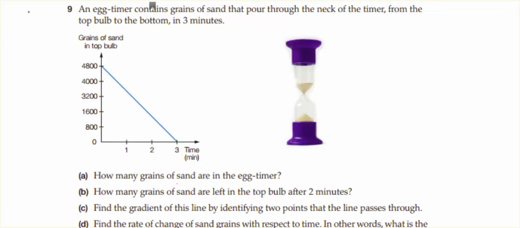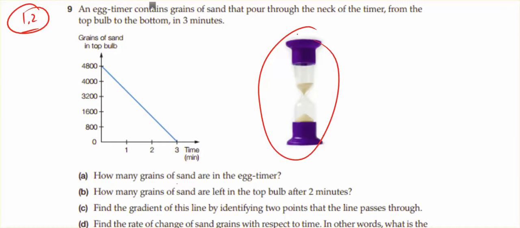For Year 10 Methods Pathways, we're going to look at question number 9 from exercise 1.2. This is a worded problem. It's one of those problems where it's going to be an extended answer type problem. So we've got an egg timer, and it's like an hourglass design.